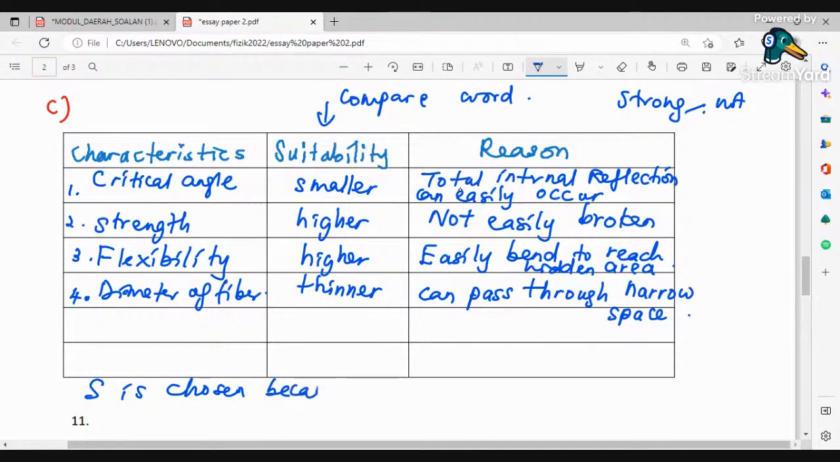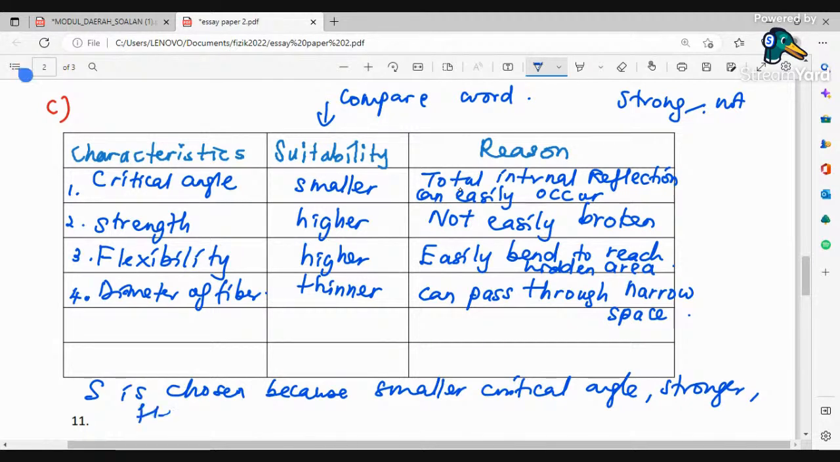Just now S is chosen because, just write back the reasoning: smaller critical angle, stronger, flexible, and smaller diameter or thinner.